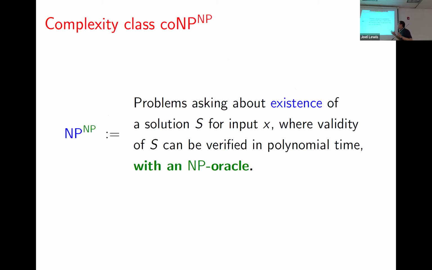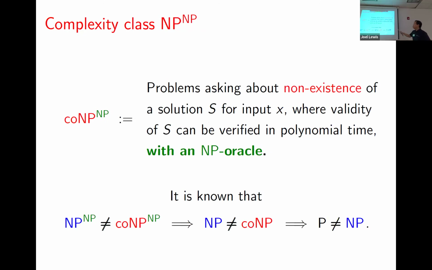The complexity class NP to the power of NP is the same as NP, where you are again asking for the existence of a solution for input X, except that now you have the existence of Richard Stanley. At every step you can call him, in one step, to solve a problem in NP. And coNP to the power of NP is similar, where instead of asking for existence, you ask for non-existence. It is known again that all of these form a hierarchy: if NP to the power of NP is not equal to coNP to the power of NP, it implies NP not equal to coNP, which implies P not equal to NP.